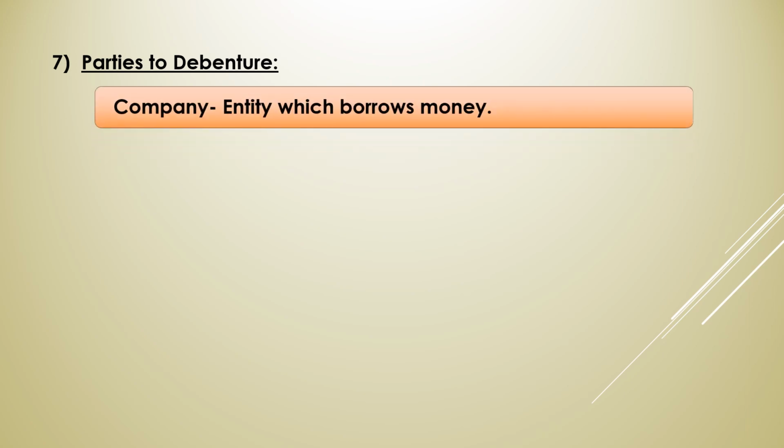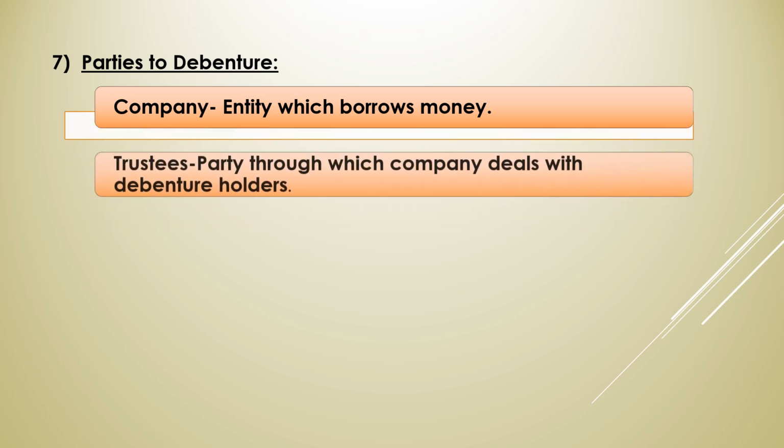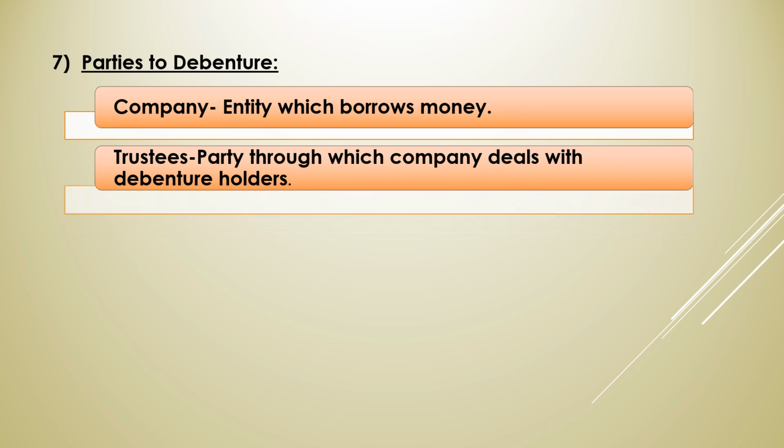Let us now move towards the seventh feature, which is parties to debentures. There are three parties to debentures. Let us understand them in detail. The first is the company, which borrows money by issue of debentures. The second party is debenture trustee. However, debenture trustees need to be appointed only if the company is offering debentures to more than 500 people.